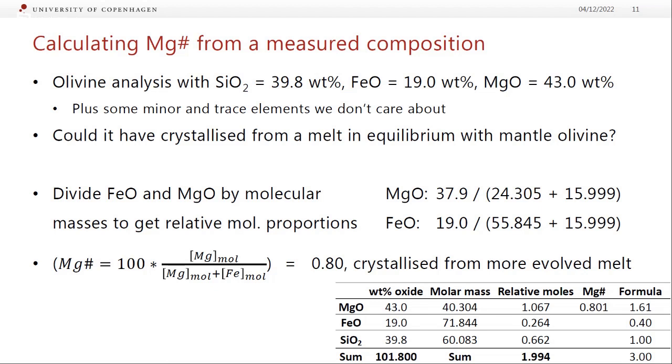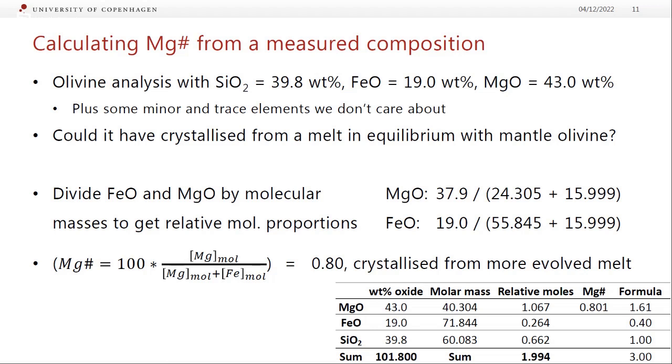So the way we do this, we've got our oxide percent, divide by the molar mass, that gives us our relative moles, and then we just stick these in. So 1.07 divided by 1.07 plus 0.26, and that gives us our Mg number. Now I've gone a bit further here, and you can calculate the overall formula. And this is good. Silicon should be 1, and iron plus magnesium should be about 2, right? Because of our formula of olivine.